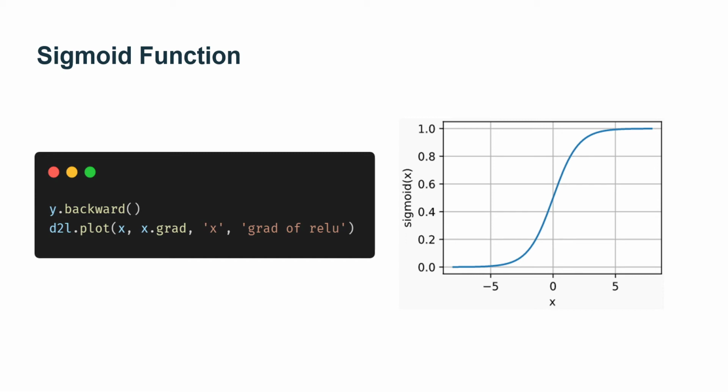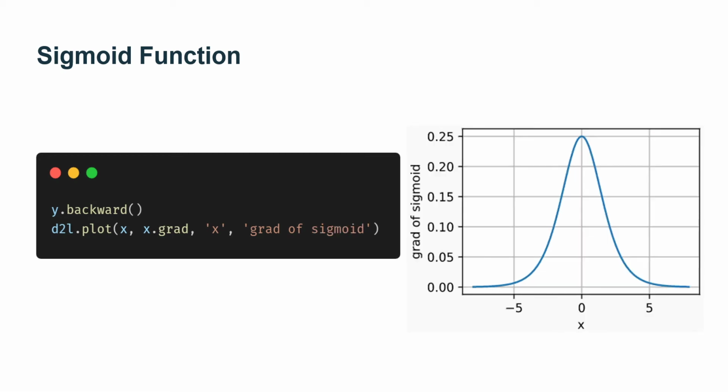When the input is close to 0, the sigmoid function approximates a linear transformation. The derivative of the sigmoid function is given by the following equation. The derivative of the sigmoid function is plotted below. Note that when the input is 0, the derivative of the sigmoid function reaches a maximum of 0.25. As the input diverges from 0 in either direction, the derivative approaches 0.